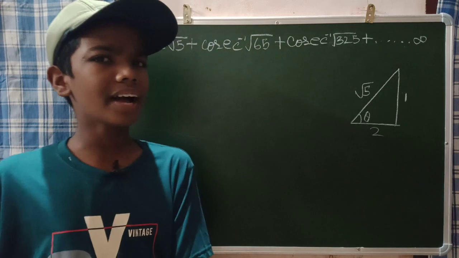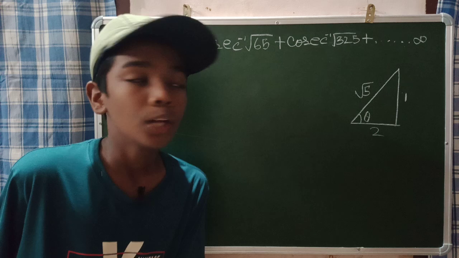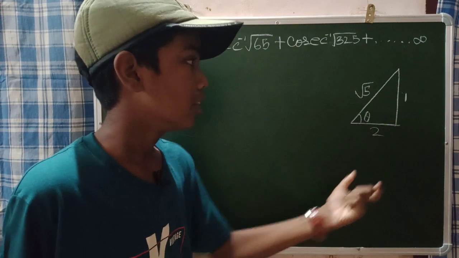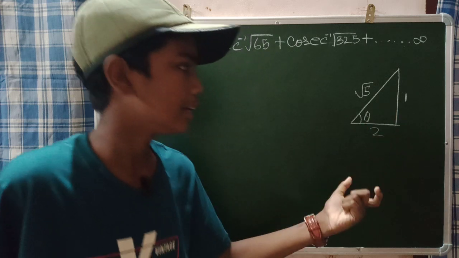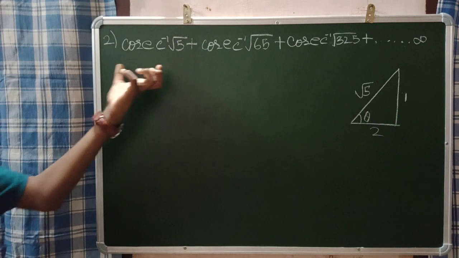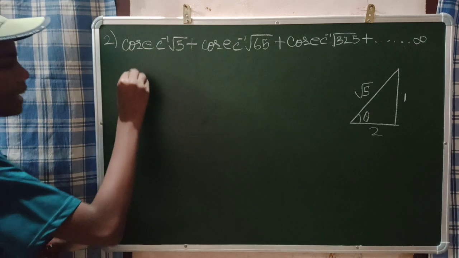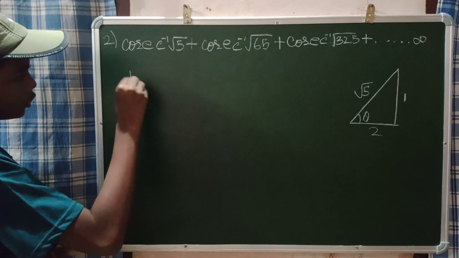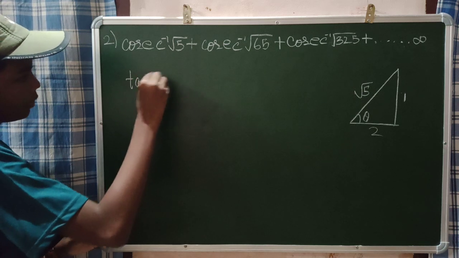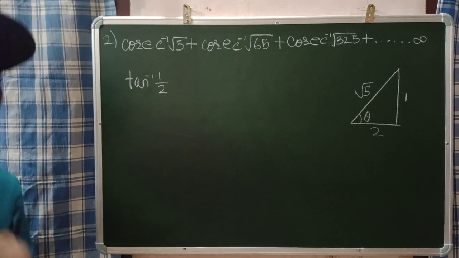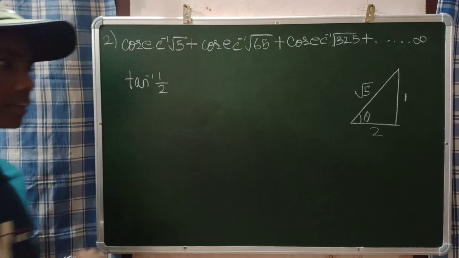What will be the value of tan theta? Your tan theta will be opposite divided by adjacent, which is 1 by 2. So your tan theta is equal to 1 by 2. So I would write this particular ratio as tan inverse of 1 by 2, just by the triangular method.